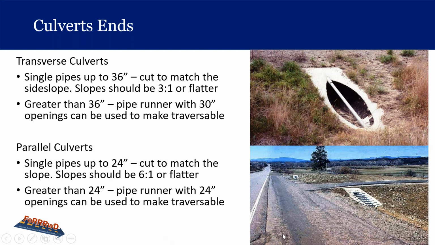But you also see a lot of rural roads have driveways, and they have a ditch alongside them, and the driveways have a pipe under each driveway. And so the picture here shows a treatment for that as well. So if you have pipes that are parallel to the road and they're greater than 24 inches, then you need to install these pipe runners in there to make them traversable.